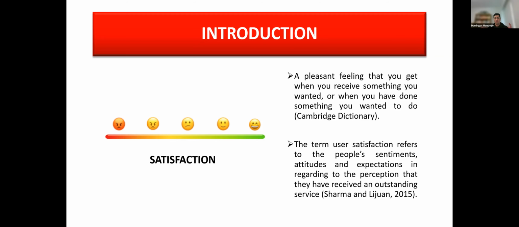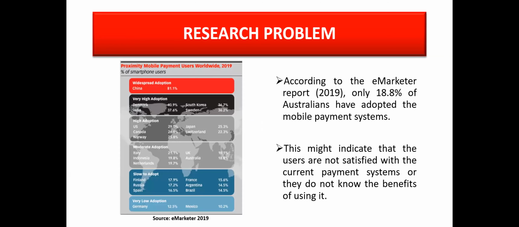But why do I need to study user satisfaction? As you can see here in this table, despite all the benefits of using digital payments nowadays, which we are going to talk about in a few minutes, the number of people using these services is still low. So in 2019, before the pandemic, the number of Australians using mobile payments, for example, was only about 19% of the Australian population. This might indicate that they are not satisfied with the current payment systems, or they do not know the benefits of using them.